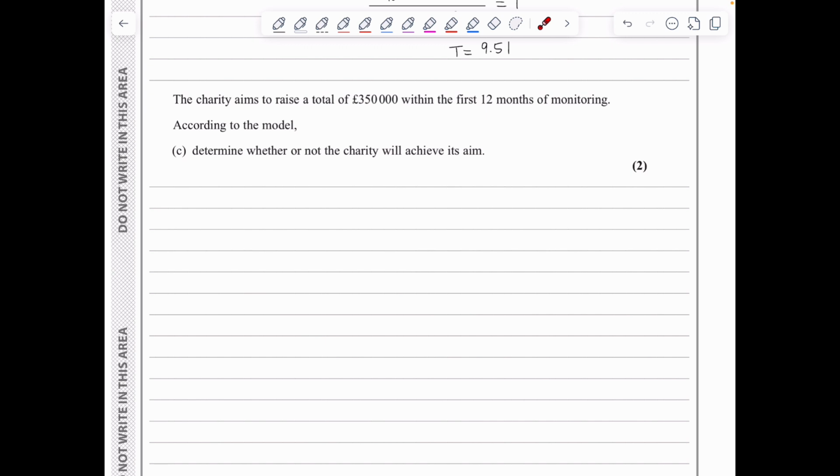And finally, in part C, we are told that we are aiming for 350,000 over the first 12 months of monitoring, and we need to assess whether the charity will achieve this aim. Well, we've got the equation of the model, so what I will do is I will evaluate capital D when t is 12, so 12 months after the monitoring began. So D is going to be 10.96 times 2.399 to the power of 12.